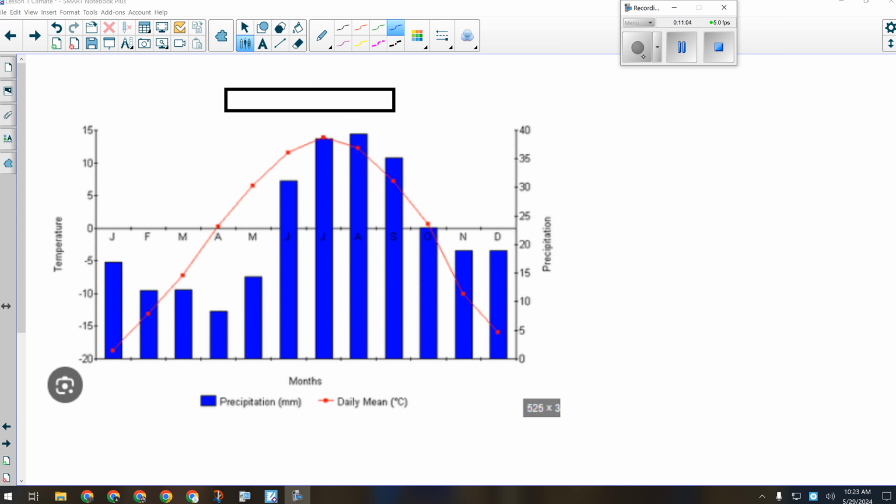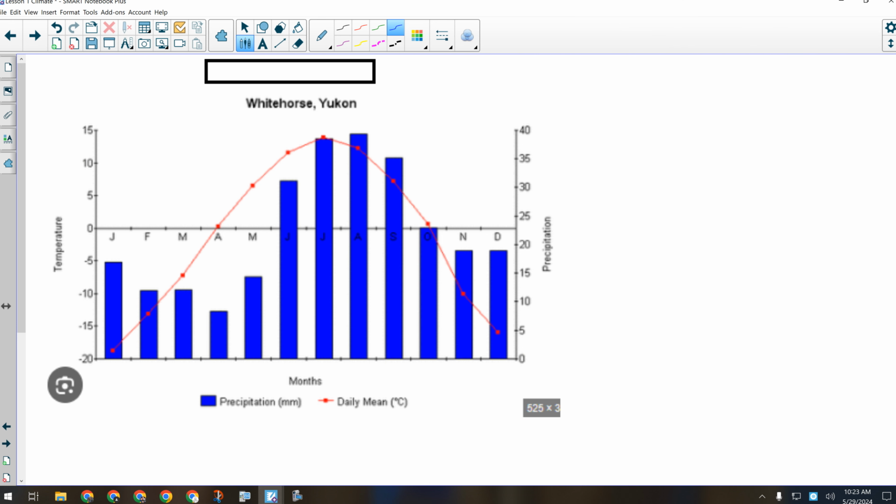okay? So if it's north of Calgary, is this like Edmonton, or further north, like Fort McMurray, or further north than that? What do you think? Whitehorse, way further north. Edmonton, Fort McMurray, yeah, Fort McMurray's colder, but it's not as bad as this. Whitehorse is a lot further north.